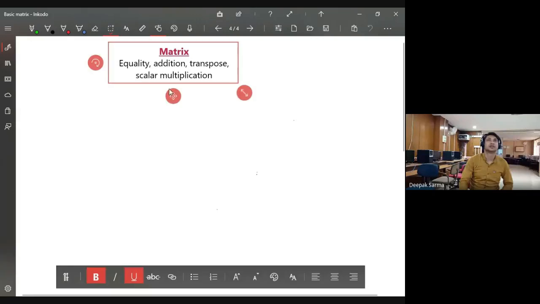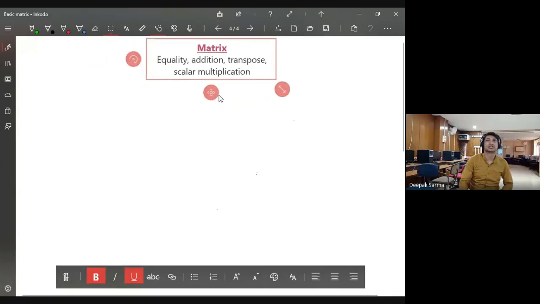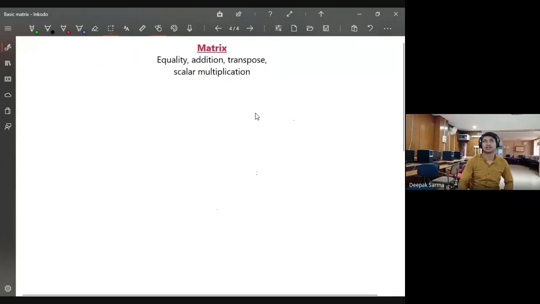So: matrix equality, addition, transpose. I think I should discuss all these things. First, what do you mean by equality? Of course you know two numbers are equal when, suppose I consider two numbers A and B, they are equal means they are the same. Equal means they are identical. So 1 and 2 are not equal.